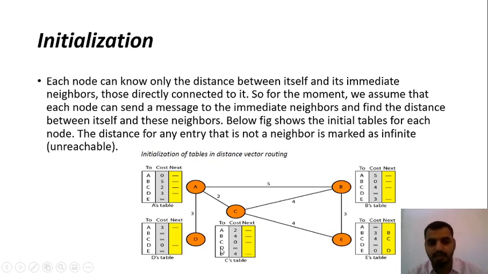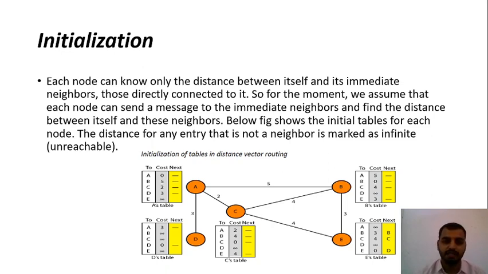In a similar way, we will construct the table for D as well as for E. Now this process is called initialization of the tables, or constructing a router table with reference to the local nodes.